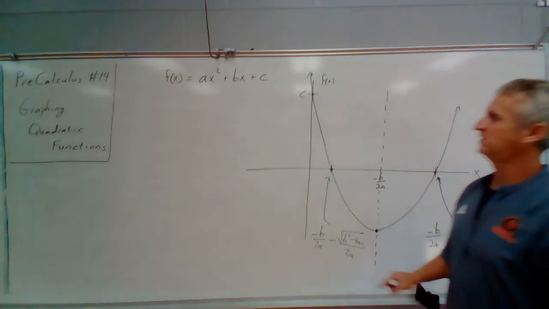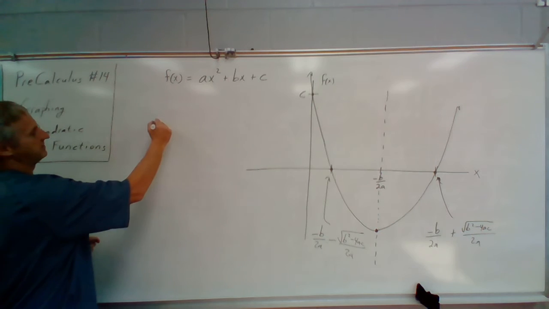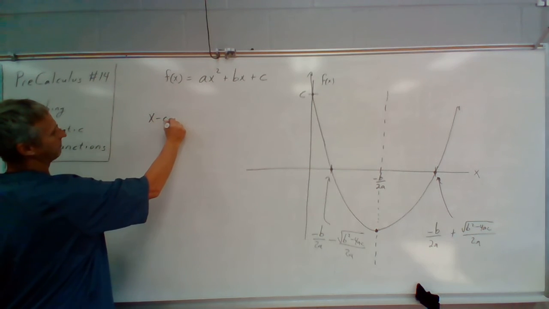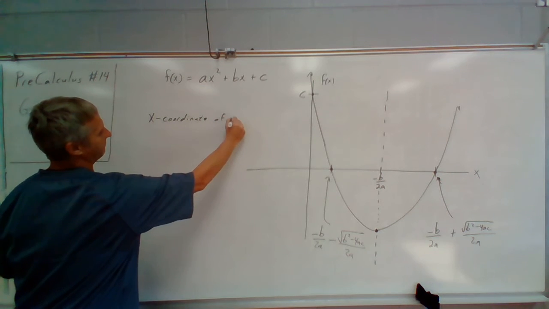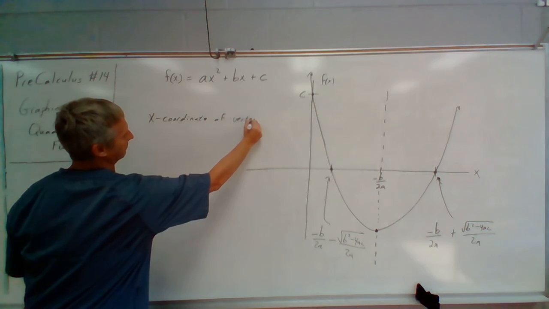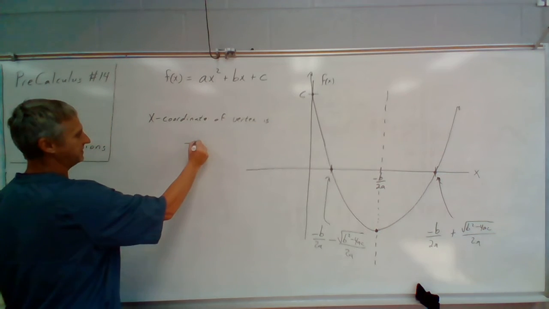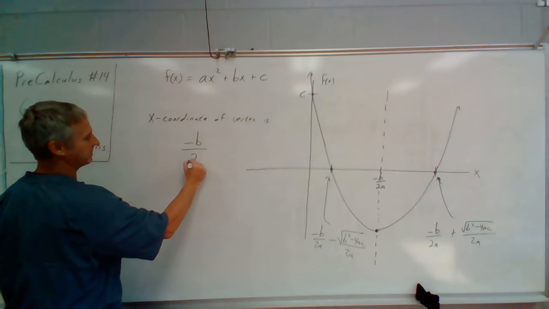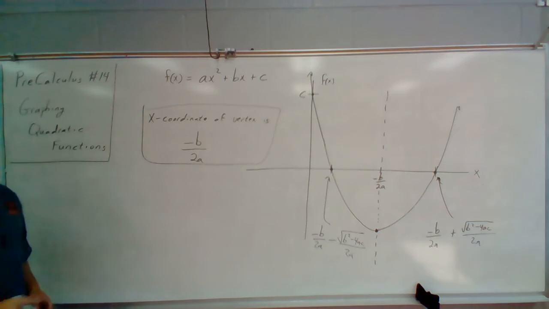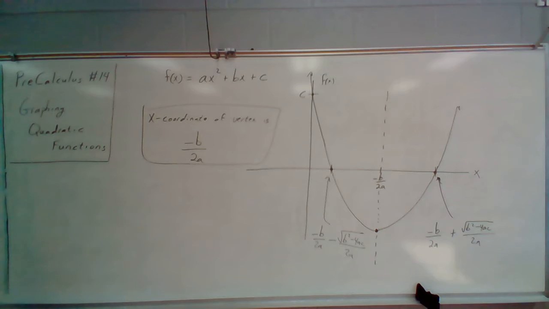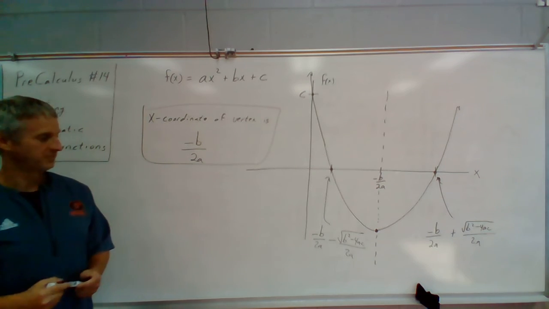Okay, so if a quadratic function is written in this form, the x-coordinate of the vertex is negative b over 2a. That is extremely important. You need to remember that. And it's easy to remember where it comes from if you just remember the quadratic formula.